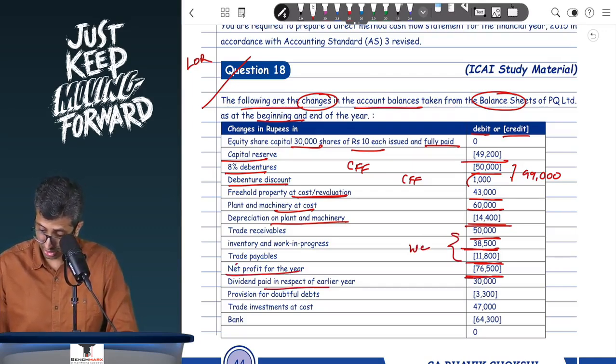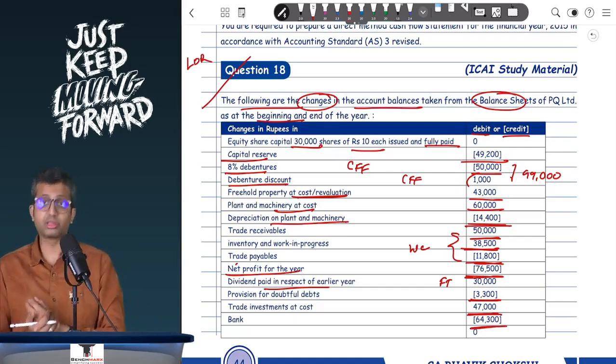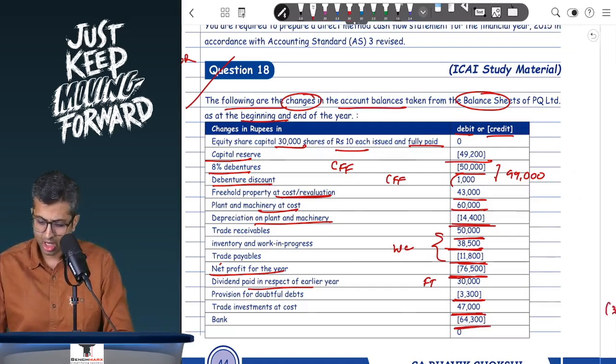Dividend paid in respect of the earlier years, but still it is paid, so this will be financing. Provision for doubtful debts 3,300. This is a net increase. And trade investments at cost 47,000 net increase. And bank में net reduction हो रहा है आपका 64,300 का.